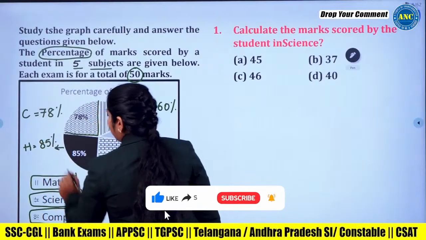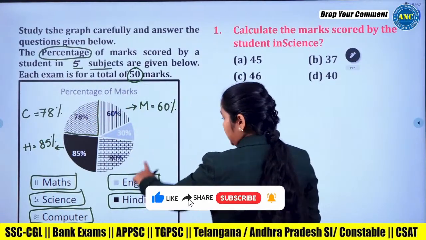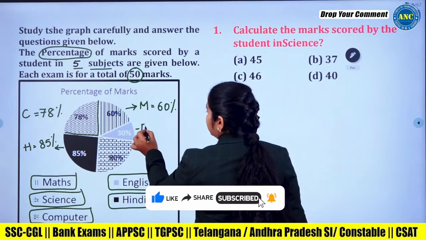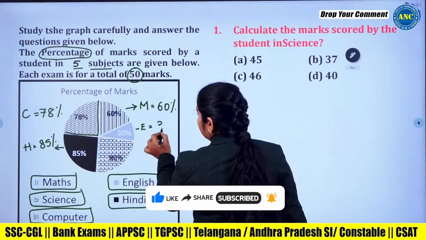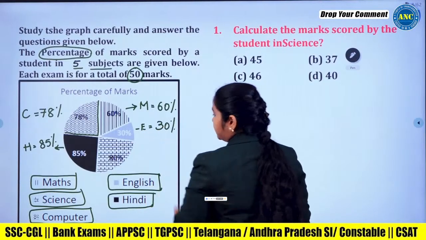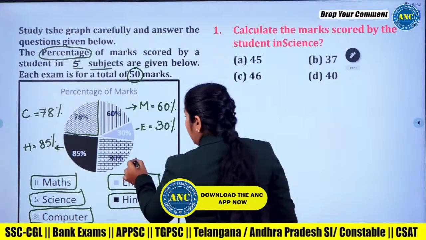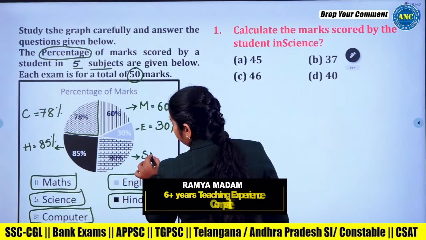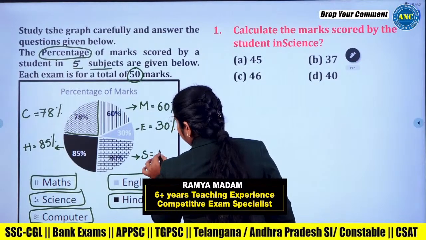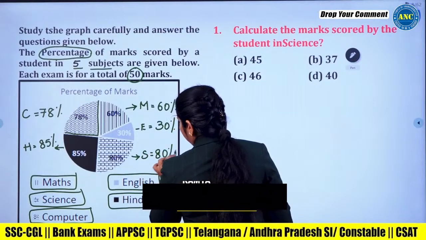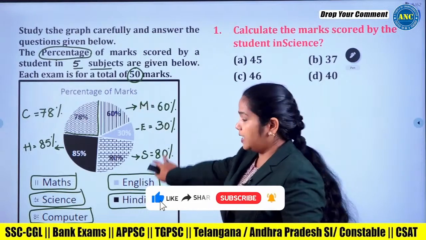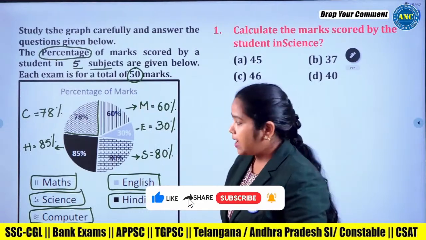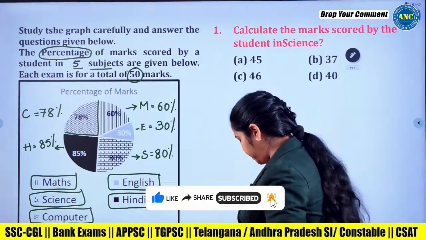85%. Right? Then, what is this? This is English. English subject how much? 30%. Okay? And last, this is science. Science how much? It's 80%. Cool? This is the data which is given. Okay? Now, let us go and solve the questions.